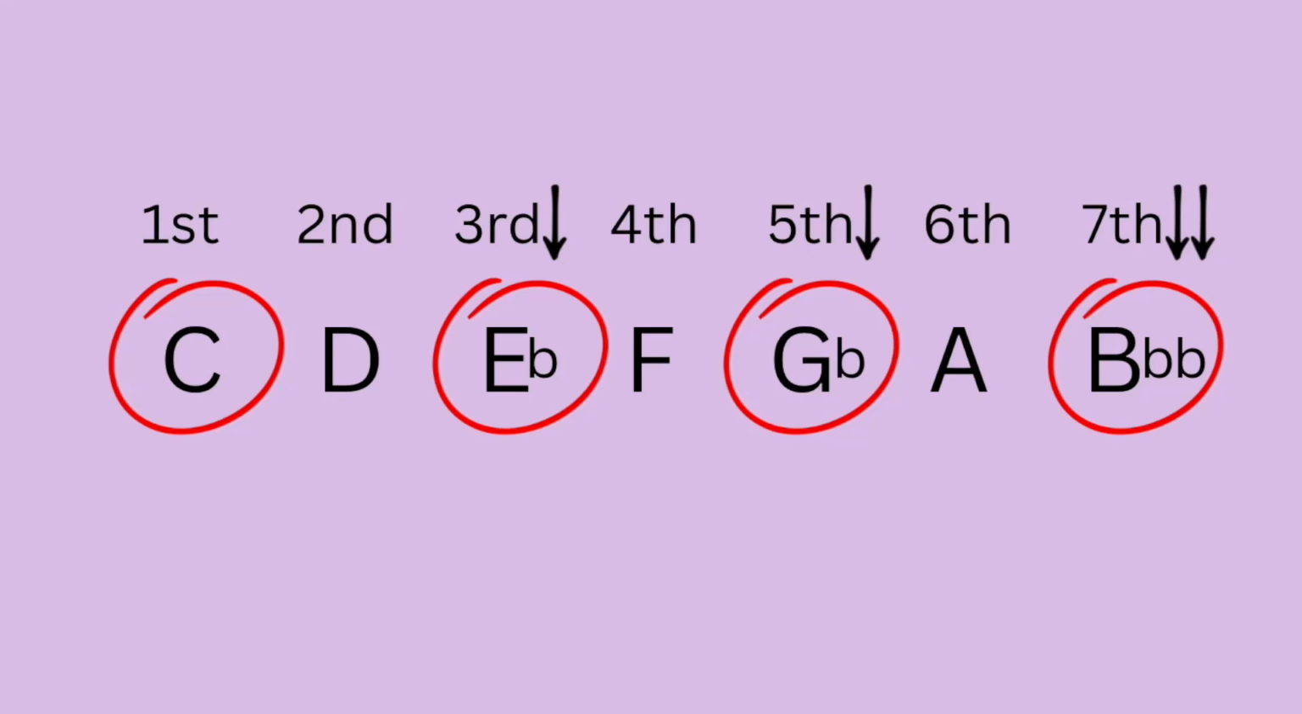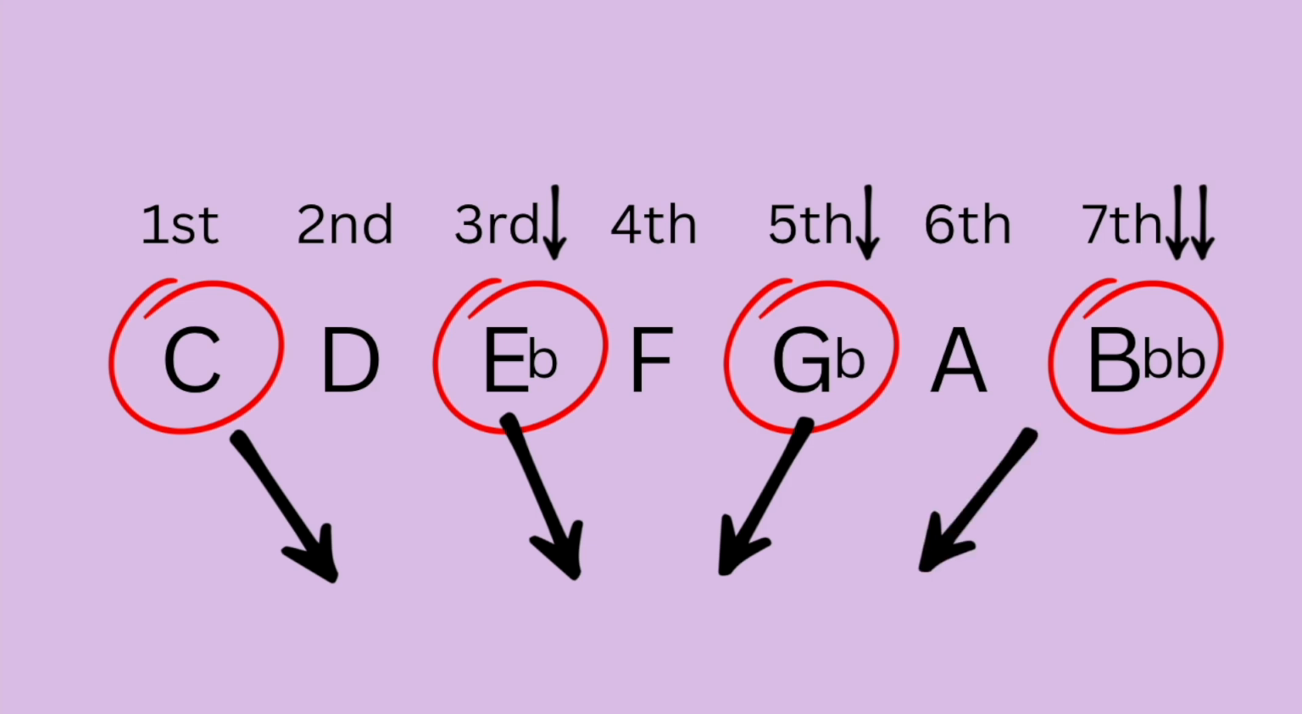Alright, so just to recap, our full diminished chord was where we had our first, so our C, our flattened 3, so our E flat, our flattened 5, so our G flat, and then a double flattened 7, which was our B double flat.